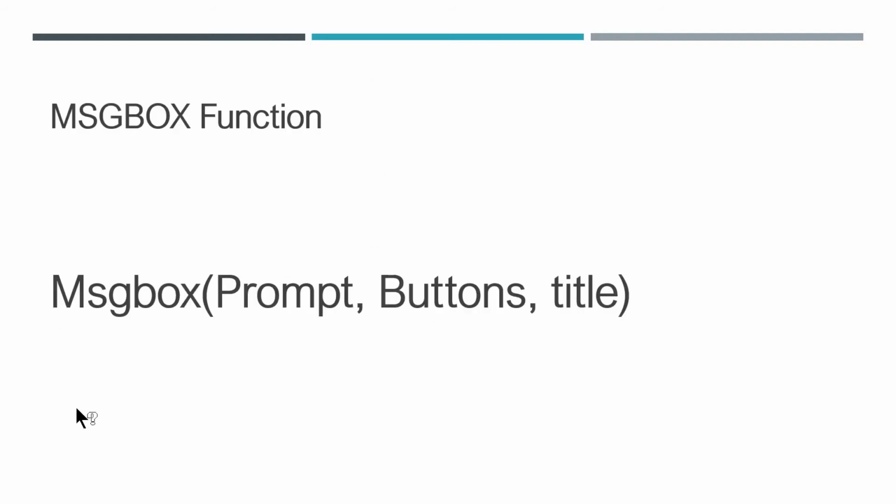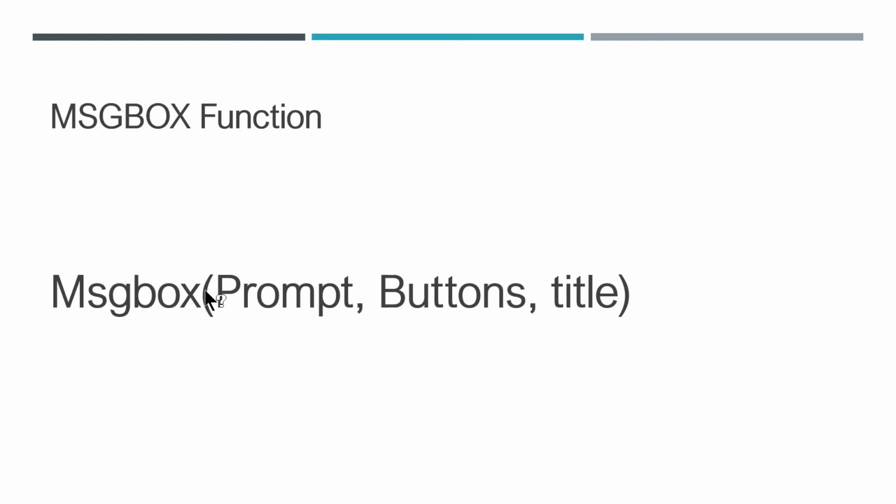Next is the message box function. The message box function is mainly used to display messages, results, or output. It will display the message in a pop-up window, or we can just call it the pop-up message box. When the user clicks on a command button, the particular message or result will immediately be displayed in the pop-up window or pop-up message box.